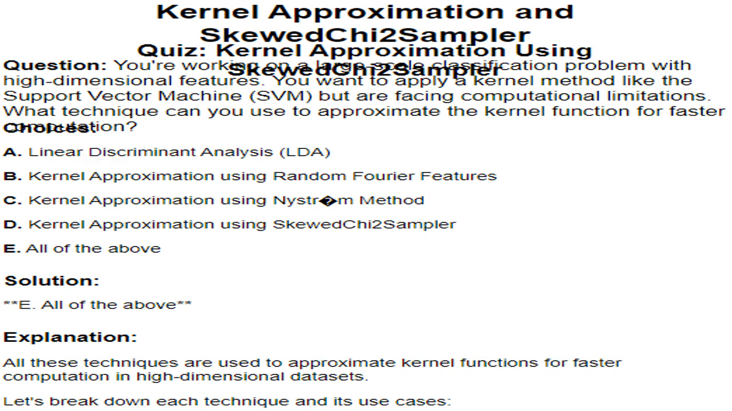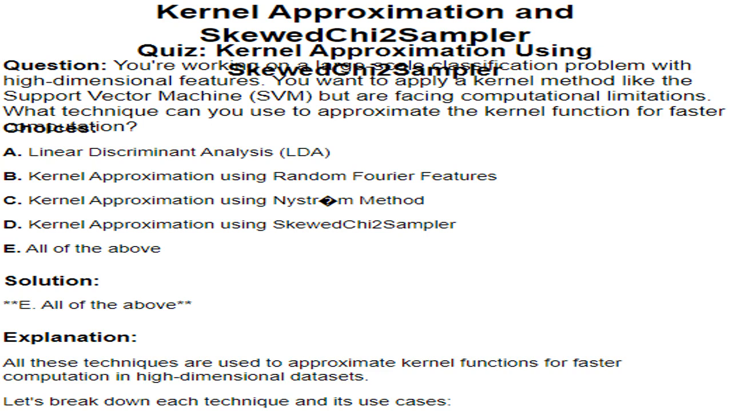B. Kernel approximation using random Fourier features. Correct. Random Fourier features is a technique that approximates a kernel by mapping data points to a lower dimensional space using random projections from the Fourier transform of the kernel function. It is specifically used to speed up computations in kernel methods with high-dimensional data.